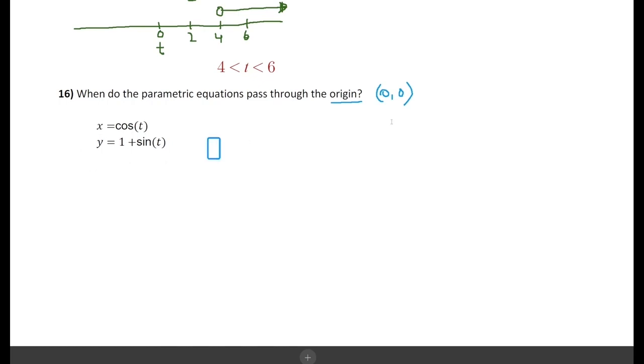We've got two sinusoidal equations. First of all, when is cosine of an angle measure 0? And when is 1 plus sine of that angle measure 0? Now if we solve this second equation for sine t by subtracting 1 on both sides, we get sine t equals -1. And so basically we're asking what time, or you could think of it as an angle, has a cosine equal to 0 and a sine equal to -1. So the x is 0, y is -1.